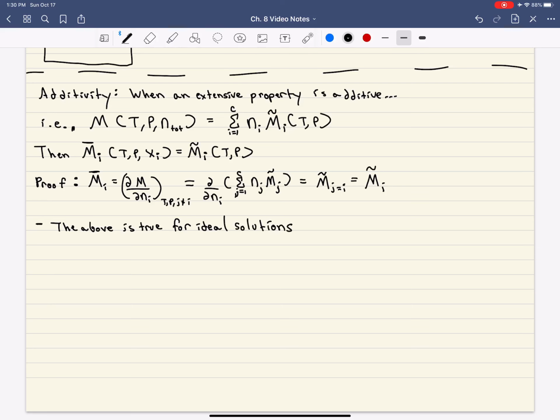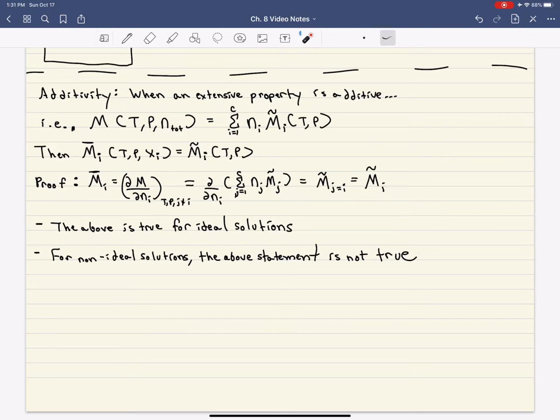in which the sizes and the interactions of the species in the mixture are all about the same, or are very similar. But if you're dealing with non-ideal solutions, then that statement is not true. Instead, we need to figure out a way to actually identify how we could calculate the total molar property.